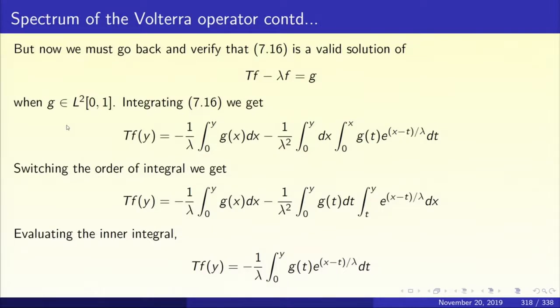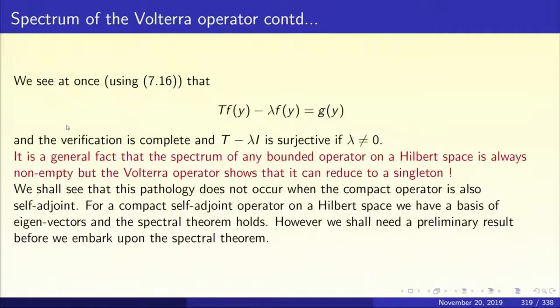Now what must we do? We have to calculate Tf minus lambda f. So calculate Tf minus lambda f and use equation 7.16 again for that purpose. You get your G. And we have verified it. So we have checked that when lambda is not equal to 0, T minus lambda I is surjective.